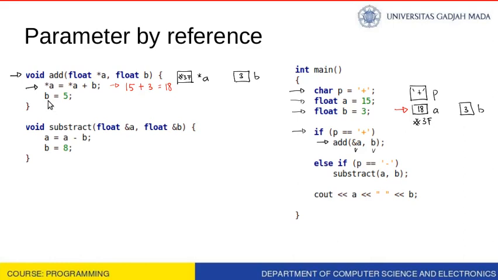Okay, and then B equal to 5. Which B? Because B is a local variable, or it is the variable inside of this add. So this B will change into 5. This will change into 5. So not this one. This one is outside the scope of this variable or this assignment.